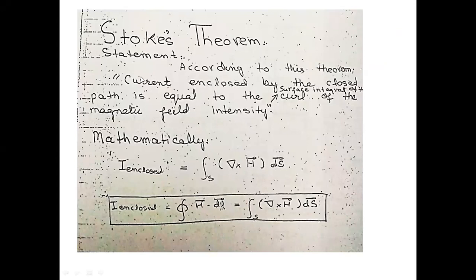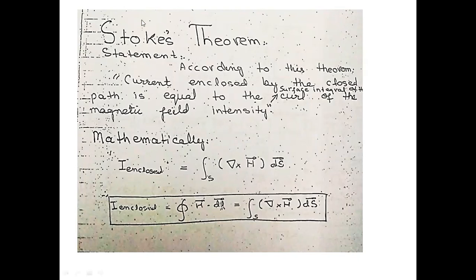According to this theorem, current enclosed by the closed path is equal to the surface integral of the curl of the magnetic field intensity. Mathematically, I enclosed is equal to the surface integral of the closed path, and this is the curl of a vector. Which vector? Magnetic field intensity. So the surface integral of the curl of the magnetic field intensity is equal to the current enclosed by the closed path.